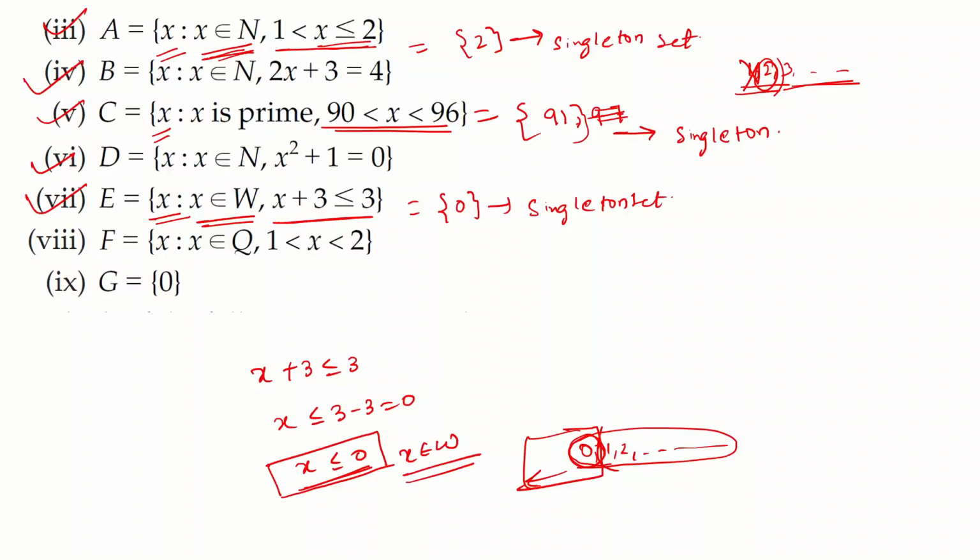Okay, now question number 8 is in homework. Question number 9, I'll do it for you. This is of course a singleton set. It contains the single element 0. They're just trying to befool you. You will think that okay, it contains 0, so it contains nothing, but this is not the case. 0 is an element of this set. So this is not an empty set, but it is actually a singleton set.